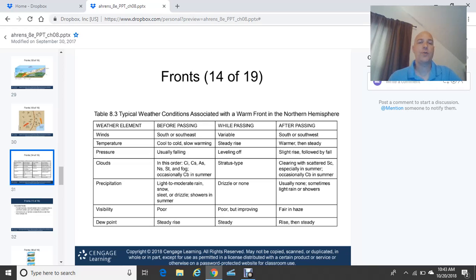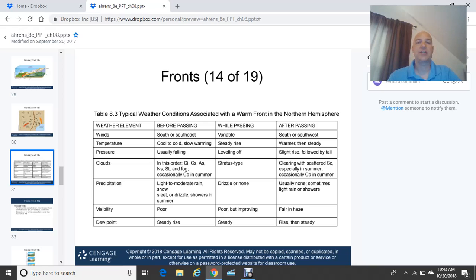The temperature before passing is generally cool to cold, with a very slight warming trend to those temperatures before the warm front moves through. While passing through, there's a steady rise in temperature, and then after warm front passage, it's warmer temperatures, then overall steady.